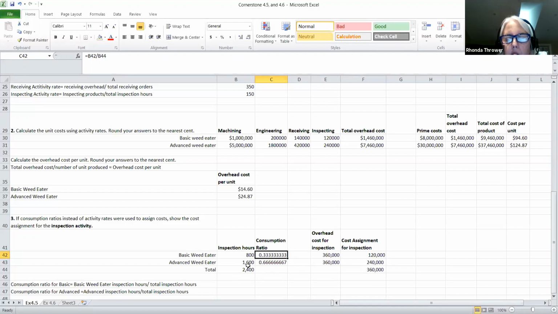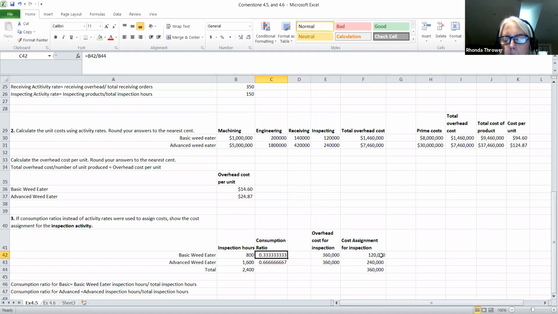For the advanced weed eater, we would take the 1,600 hours and divide it by 2,400 hours, and that would give us 67%. And 67% is our consumption ratio that we would multiply by 360,000, and that would give us 240,000 rounded. That's the cost assignment for the advanced weed eater.